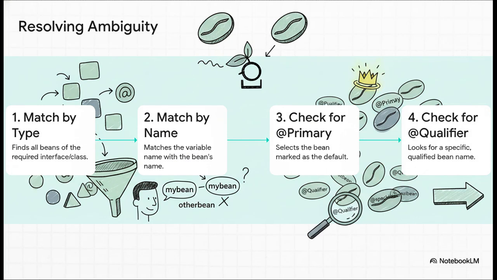But what if you have, say, two beans that both implement the same interface? How does Spring know which one you want? Well, it follows a very strict checklist. First, it tries to find a match by type. If there's more than one, it tries to match the variable name to the bean's name. If it's still confused, it looks for a bean you've marked as @Primary. And if all else fails, it looks for a specific @Qualifier annotation to break the tie.